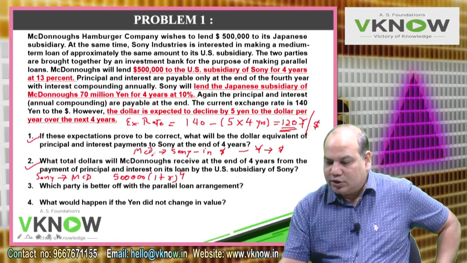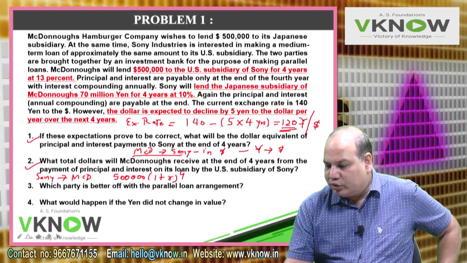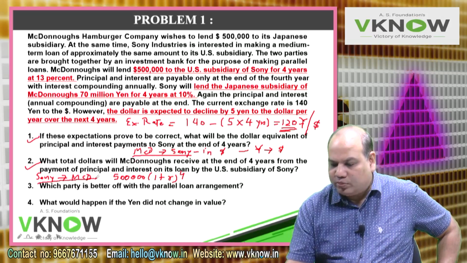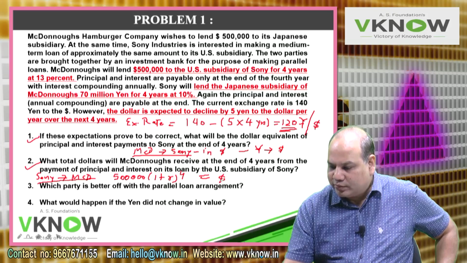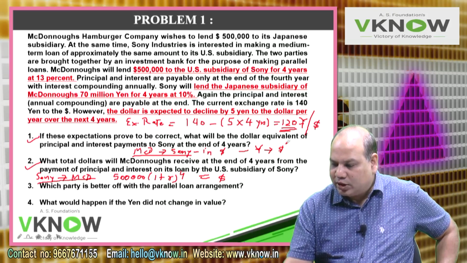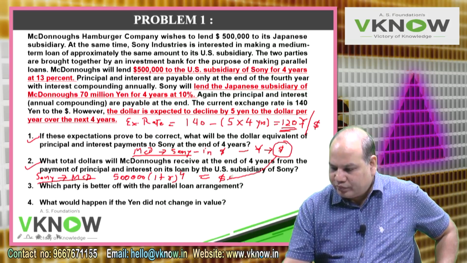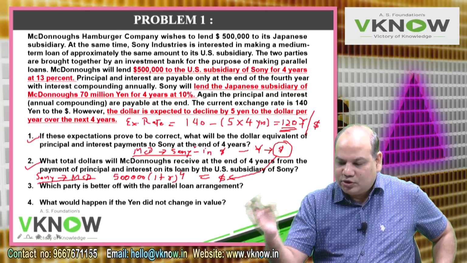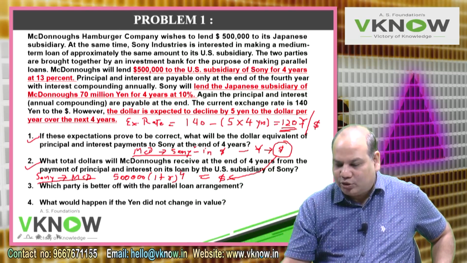In the first answer, McDonough will pay to Sony. In second answer, Sony will pay to McDonough. Calculate both answers in dollar. Both answers will be calculated in dollar, and then you compare. First answer, McDonough is paying to Sony. Second answer, Sony is paying to McDonough.